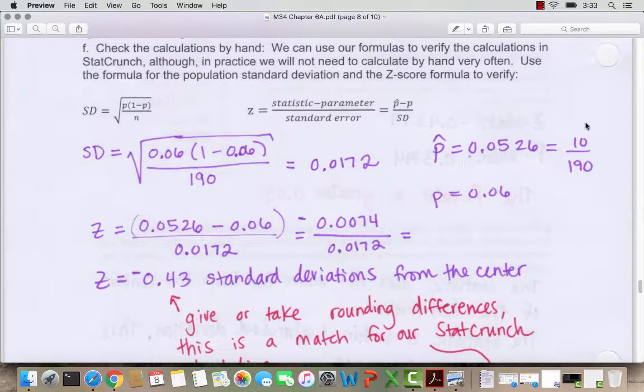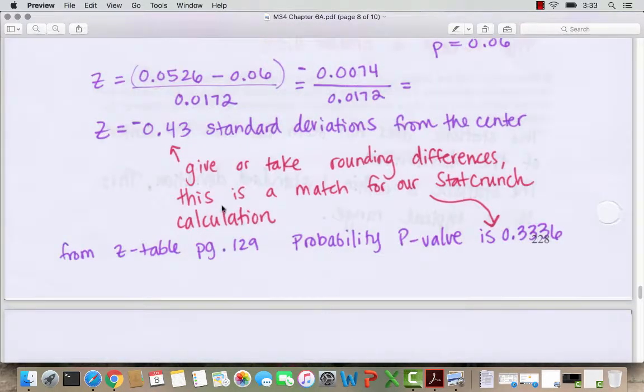And then our p-hat was 10 out of 190, or 0.0526. So if we say p-hat minus p, that's the 0.0526 minus 0.06. That gives us negative 0.0074, and then we divide it by the standard deviation. So we get, after rounding, negative 0.43 standard deviations from the center. So give or take rounding differences, this is a match for our StatCrunch calculation.